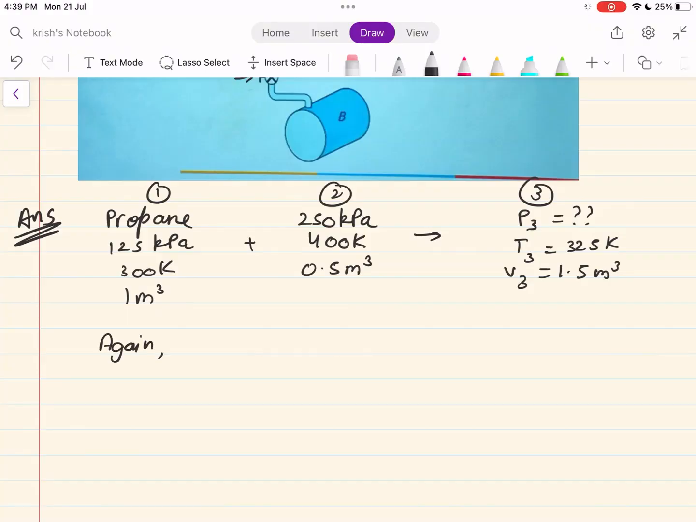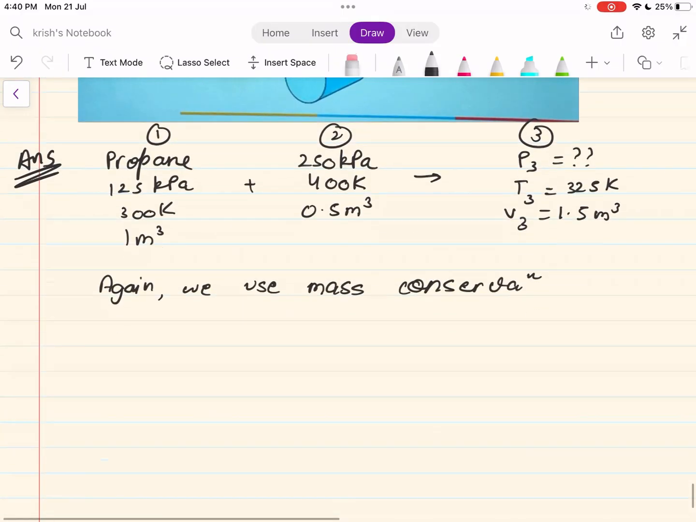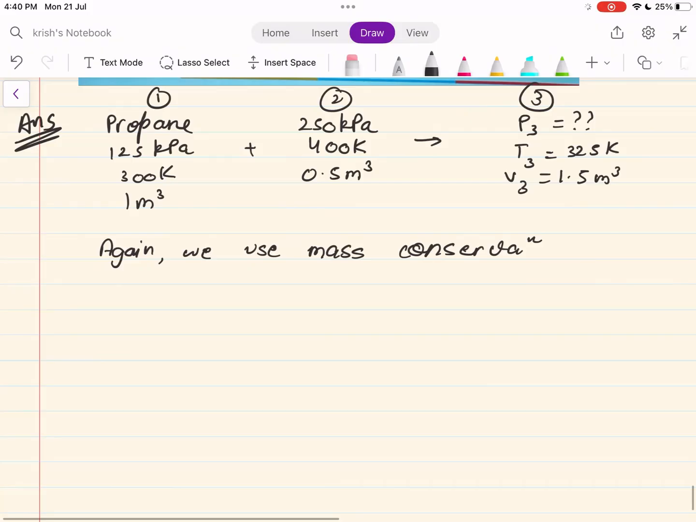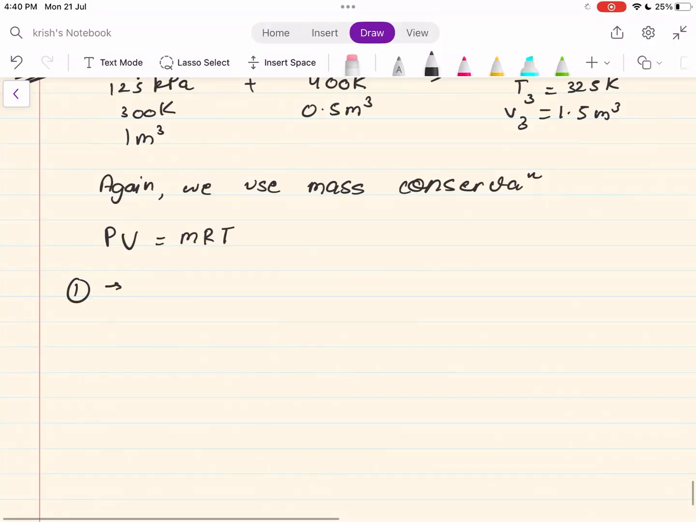Again we use mass conservation, because see, this system again is closed. There is no exchange of mass except inside the system itself. So the mass in the tanks initially has to be the mass in the tanks afterwards, right? So PV equals mRT. The mass in tank 1 initially was 125 into 1 by 300.